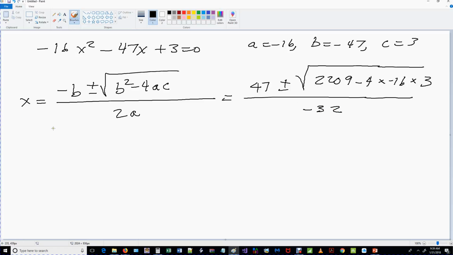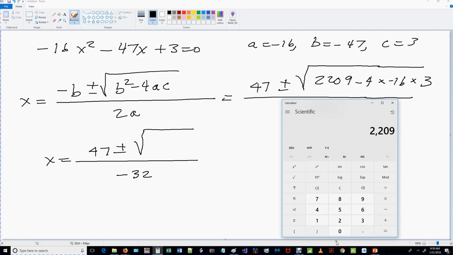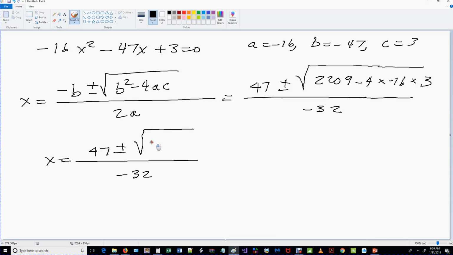Now, the next thing we do, we are going to do 47 plus or minus. We need to find the number inside of the radical. On the bottom, you still have minus 32. We already have 2209, minus 4 times negative 16. So you do 16 with a negative sign times 3, and you get 2401. Now hopefully that will be a perfect square, but let's find out.